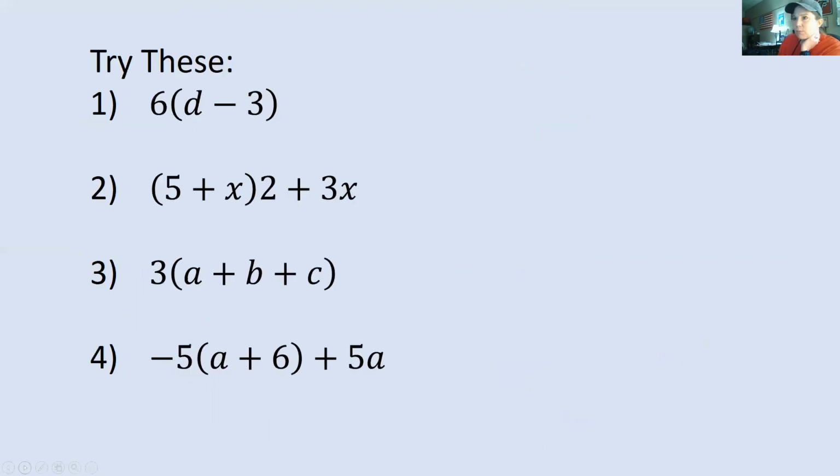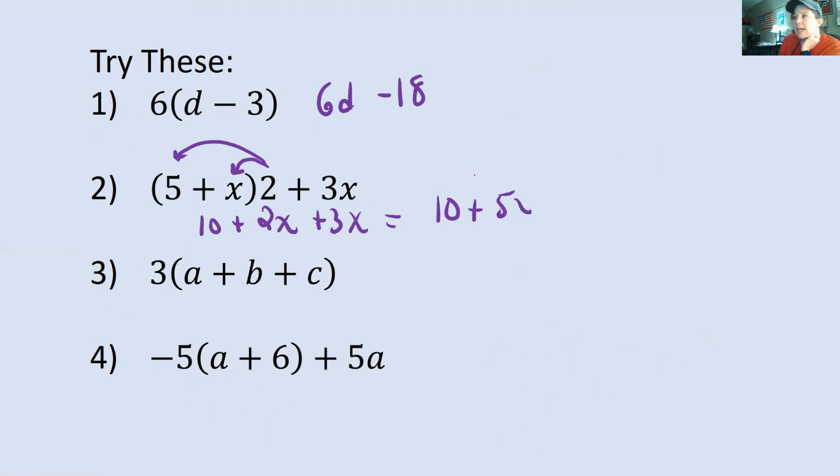All right, what's your final answer for these? I got 6d minus 18. Even though it's on the back, it's still multiplication. So we have 10 plus 2x plus 3x is equal to 10 plus 5x, because we have to add our like terms. Then we have 3a plus 3b plus 3c.